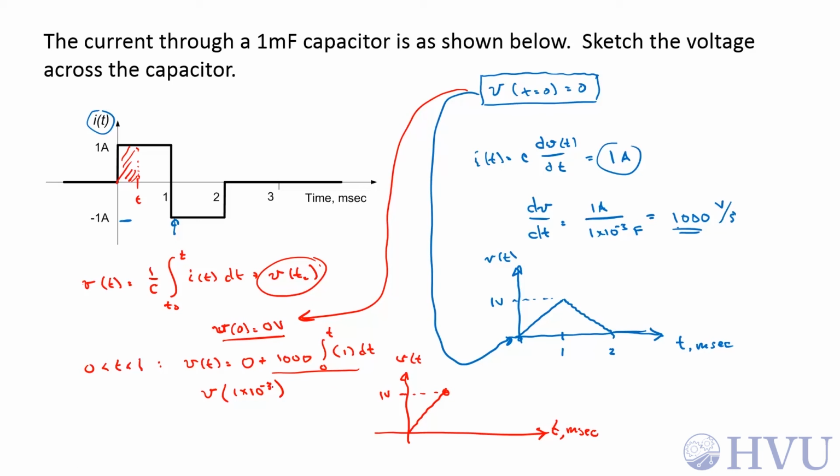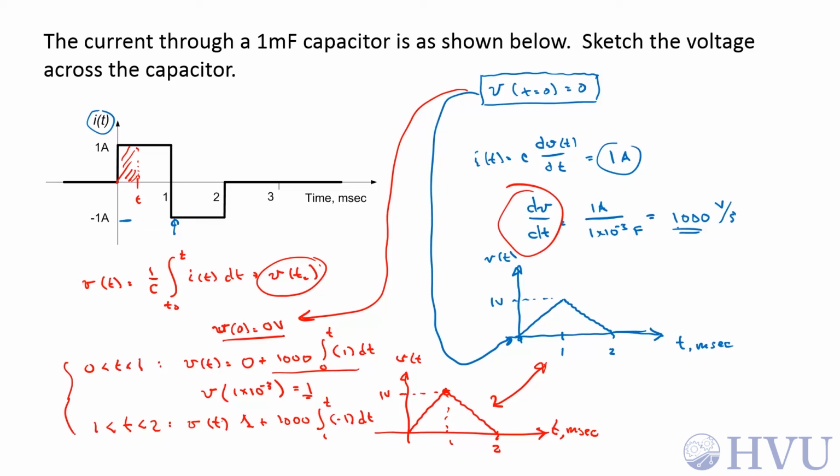Now that gives me the initial value for t equals 1. So from time 1 to 2 milliseconds, v(t) is 1, this initial value, plus 1,000 times the integral from 1 to t of negative 1 dt, and this just goes back down until we get to 2 milliseconds. This is 1 millisecond. The answer is the same. It just depends on whether you want to look at it as a slope or as an area under a curve.